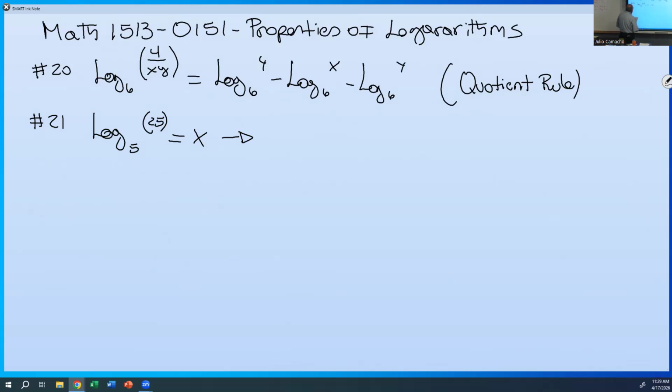And then my next step is to change this logarithmic expression from a logarithmic form to an exponential form. And it's base 2, so it's not base 5, base 2. It's log base 2 of 25. So if I do that, I will have 2 raised to the x power is equal to 25. All right, there is no whole number that you can use as an exponent that will give you a 25.